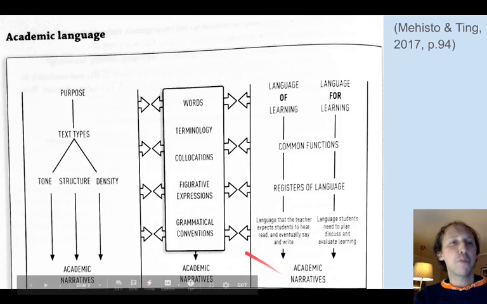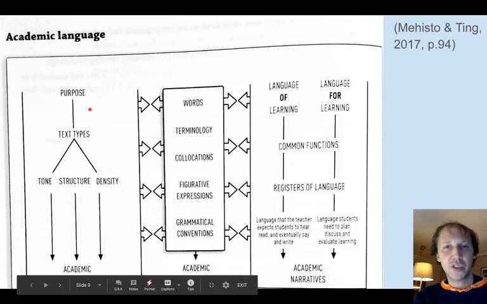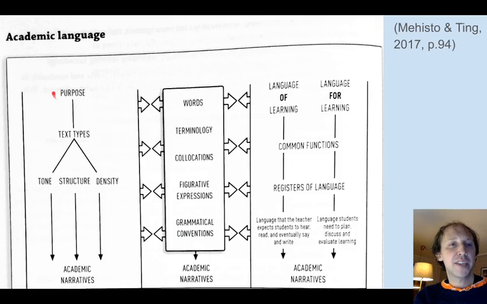One is at the most macro level, when we look at texts and we say, okay, first, what's the purpose of the text that we're reading? How does that purpose result in us using different genres or text types? And then we can break those text types down into how they work in terms of tone, what their structure or organization is, and density, that is, how much information is being packed into a small amount of space. And that is one way we can think about constructing an academic narrative.